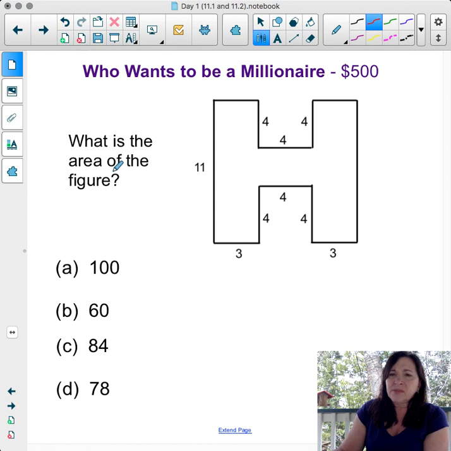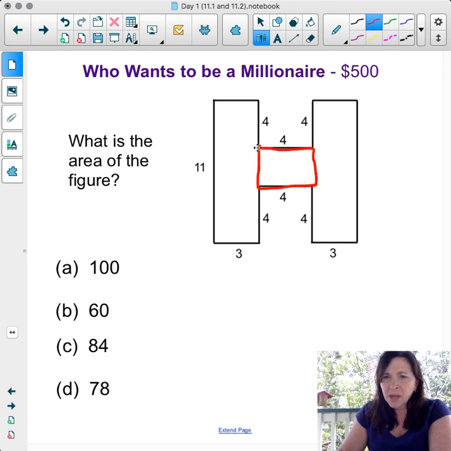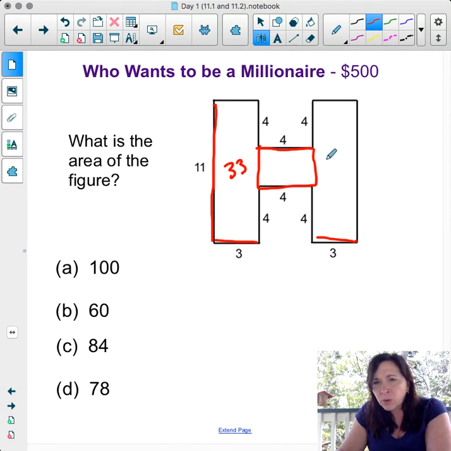For this problem, it's what is the area of the figure? So there's a couple different ways you can do this. You can find the area of this rectangle, and then this little rectangle inside here, which I think I'm going to do. But also, I could have broken this up sideways also. So the area of this rectangle, this looks like it's base times height, which is 3 times 11, which is 33. This one also looks like it's 3 times 11, and because these are equal, so we have 33.